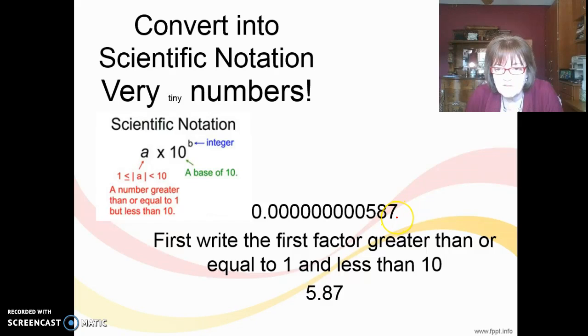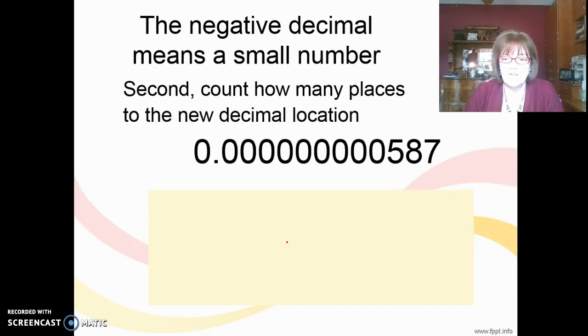Well, I can't put it after the 7 because that makes it 587. I can't put it between the 8 and the 7 because that makes it 58. That's bigger than 10. But if I put it right here between the 5 and the 8, that gives us 5.87. So that's going to become our first factor, our digit, 5.87. Next step is to count how many places that decimal point has to move in order to get there.